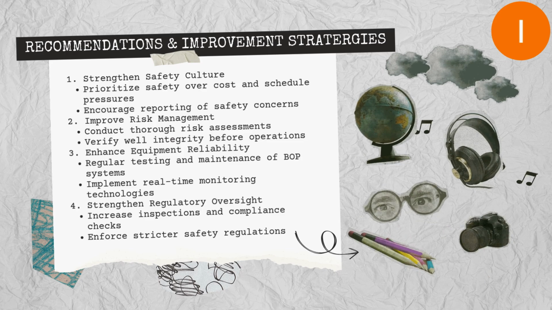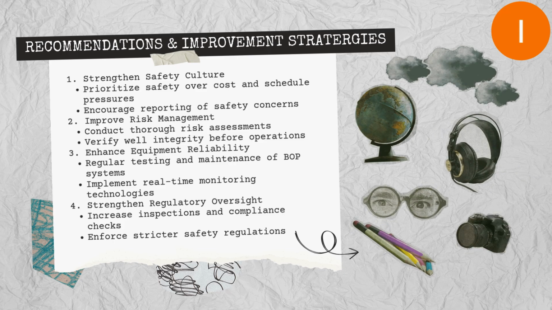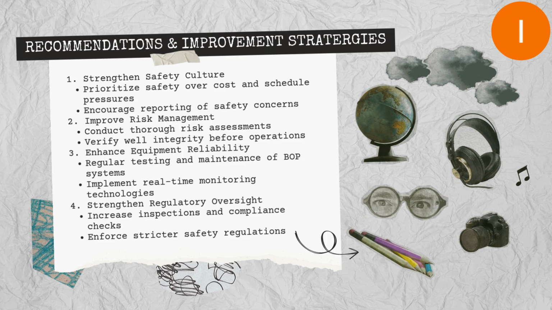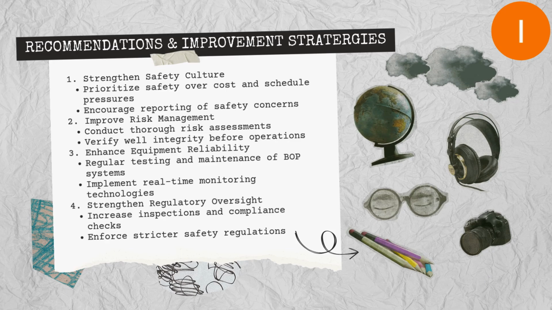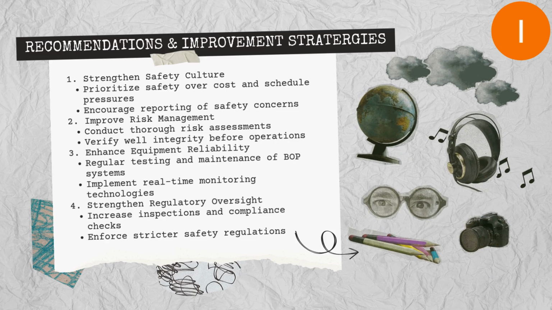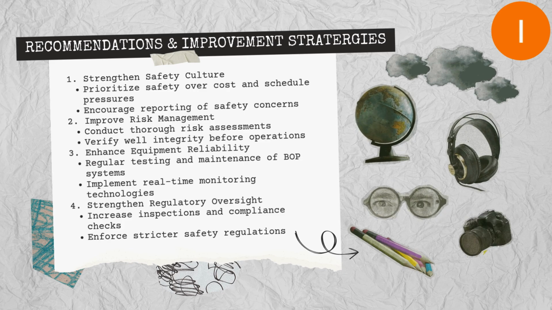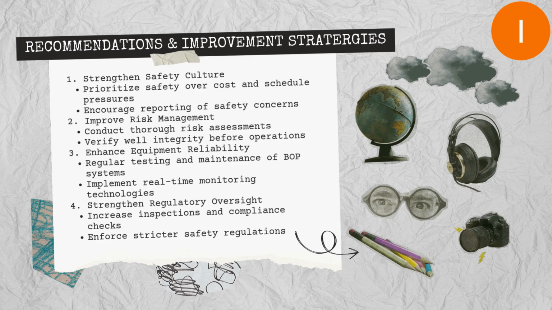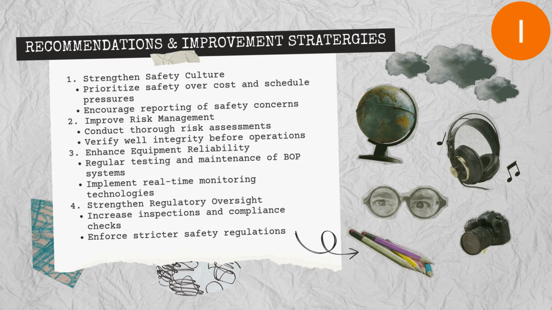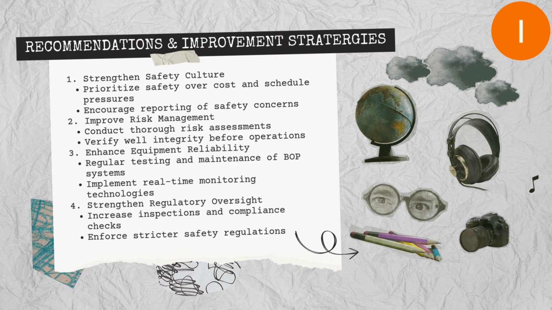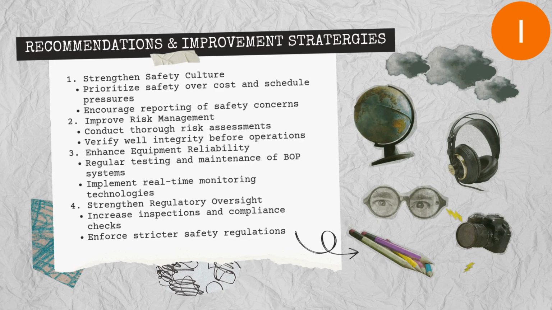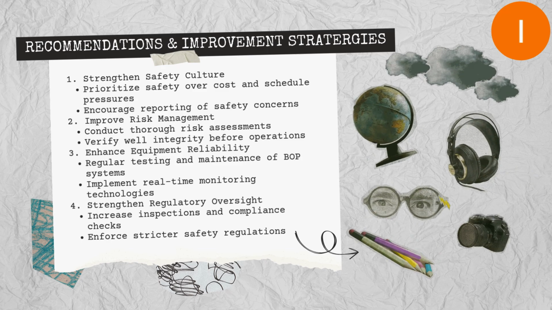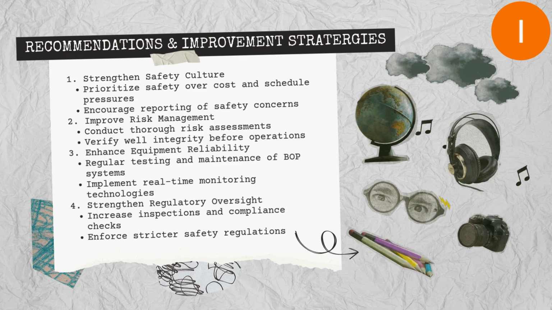Third, equipment reliability should be enhanced by conducting regular maintenance and testing of critical safety equipment, such as the blowout preventer, as well as adopting real time monitoring systems. Finally, regulatory oversight should be strengthened through more frequent inspection and stricter enforcement of safety standards to ensure compliance across the industry. These measures can significantly reduce operational risk and improve safety performance in offshore oil and gas projects.